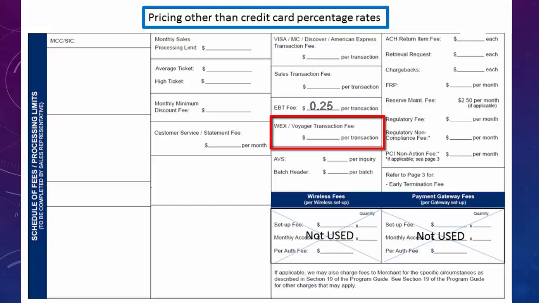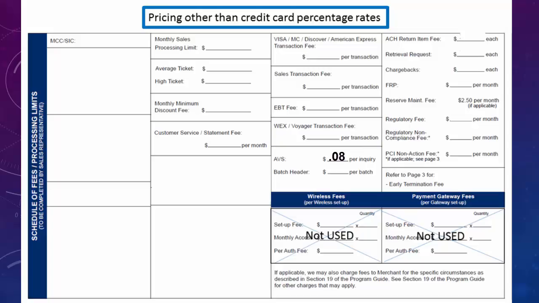Now, Ride Express and Voyager, those are purchasing cards that are given out by large corporations, generally for pay at the pump. So when you're selling a petroleum account, you may need to get this and charge a transaction fee, but otherwise this is generally zero as well.